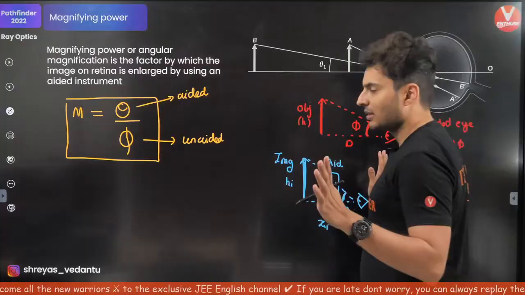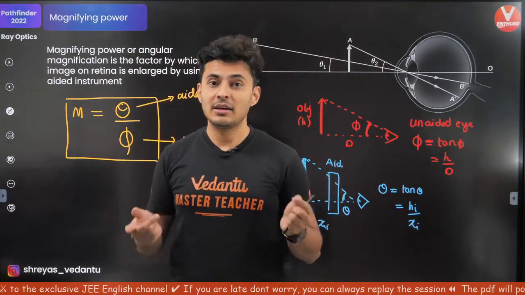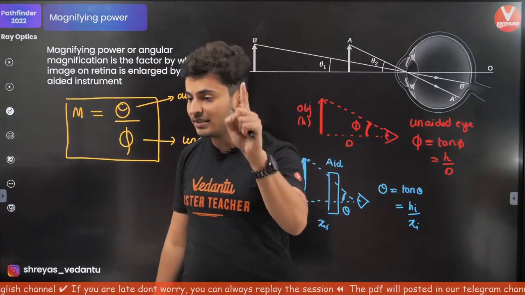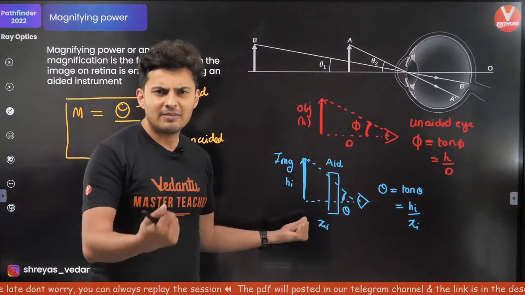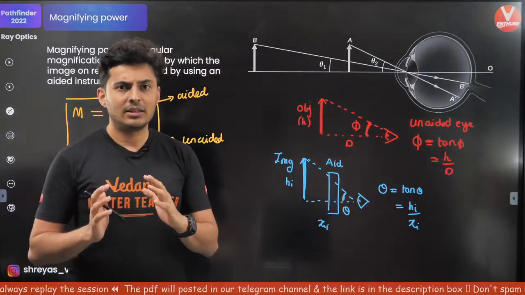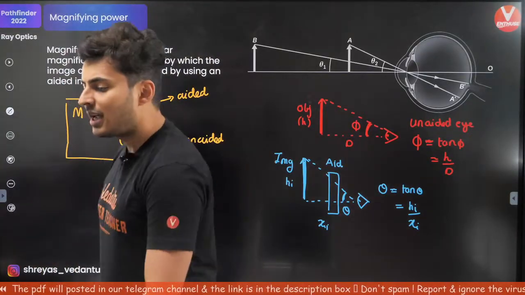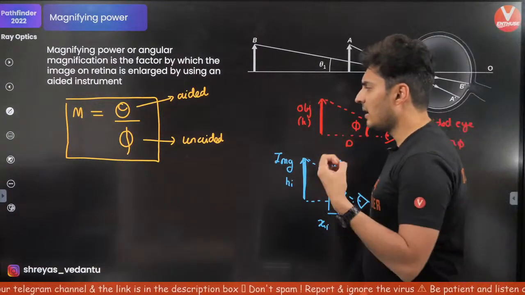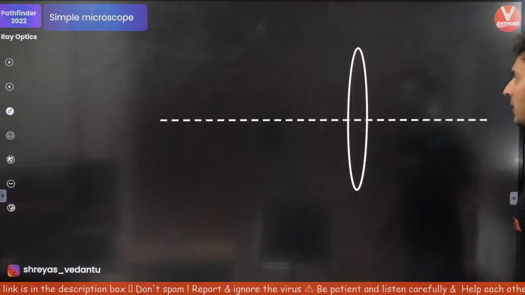Is that understood, my warriors? So what is magnifying power? It's the ratio of the angles, not the ratio of the heights. That's what you should understand. Aided eye means with some instrument or device, a magnifying glass, a microscope, it could be anything. So it's with the help of the device, what angle it is subtending. Everybody give me a thumbs up if you have got it till here. Magnifying power is the aided upon the unaided angle subtended. Got it? Fair enough. Let's move on now.